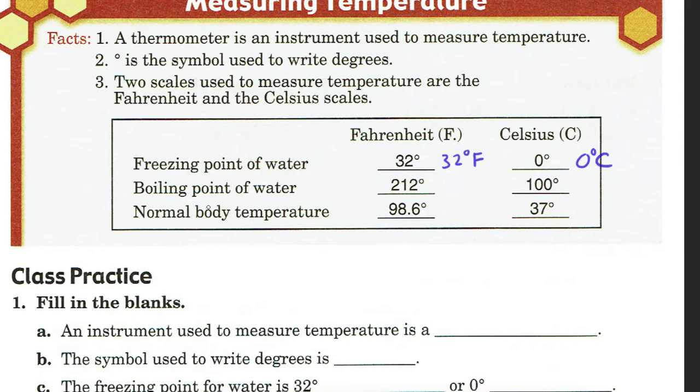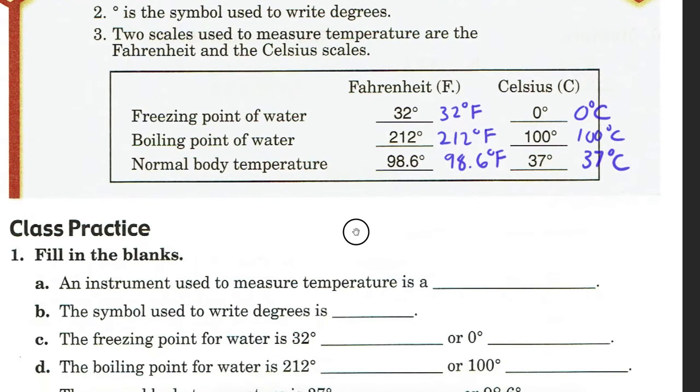All right. The boiling point of water is 212 degrees Fahrenheit. And in Celsius, it is 100 degrees Celsius. Our normal body temperature, so the temperature inside our bodies, ideally it should be 98.6 degrees Fahrenheit. And in Celsius, it is 37 degrees Celsius.